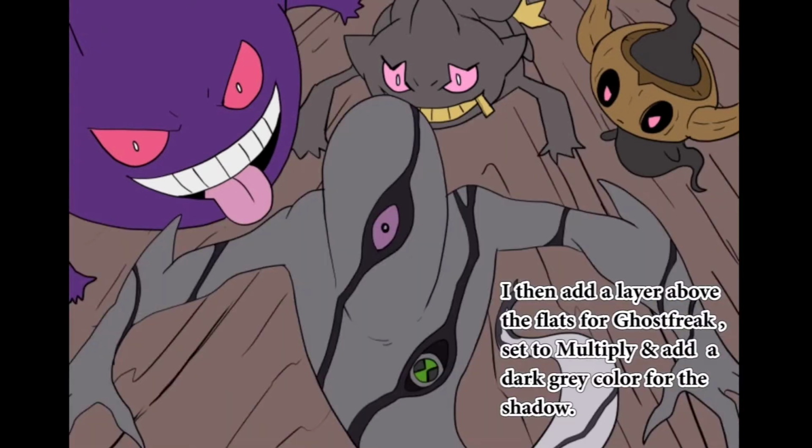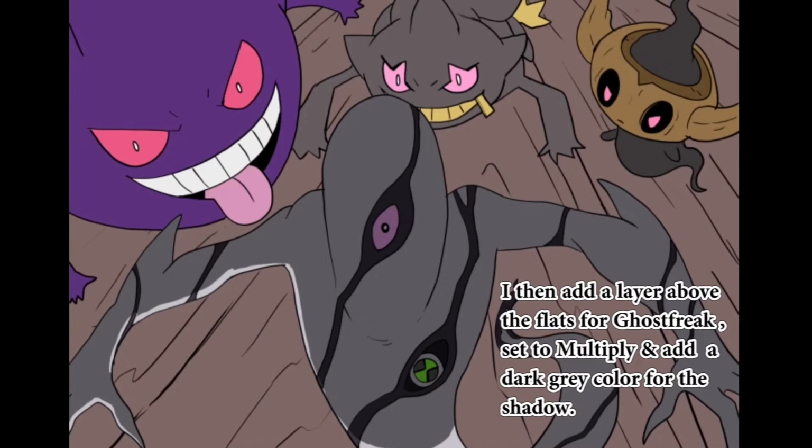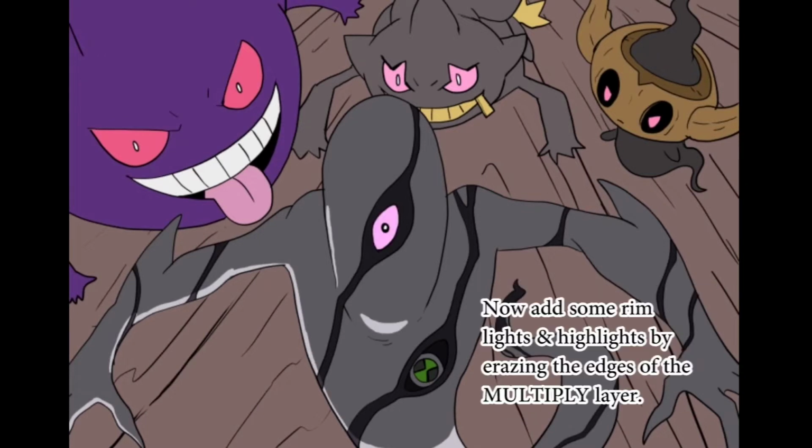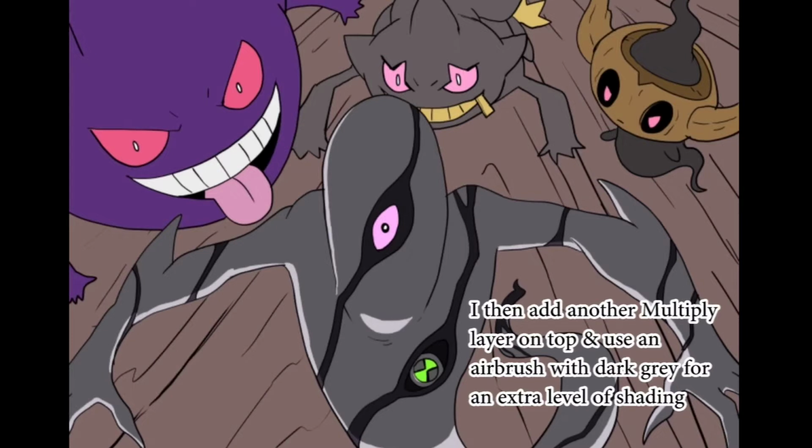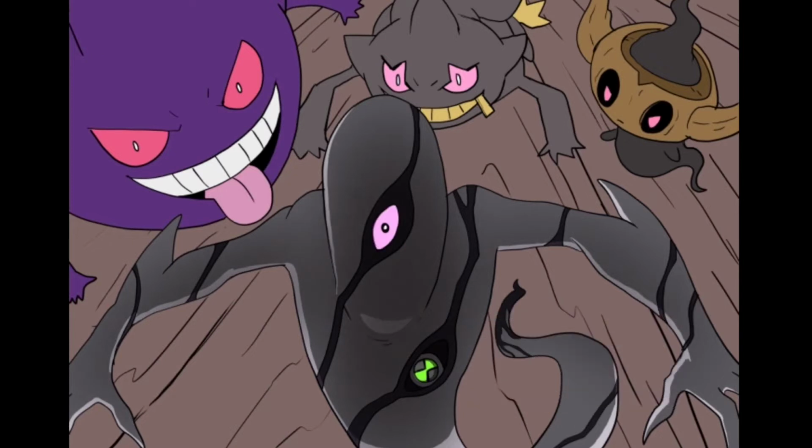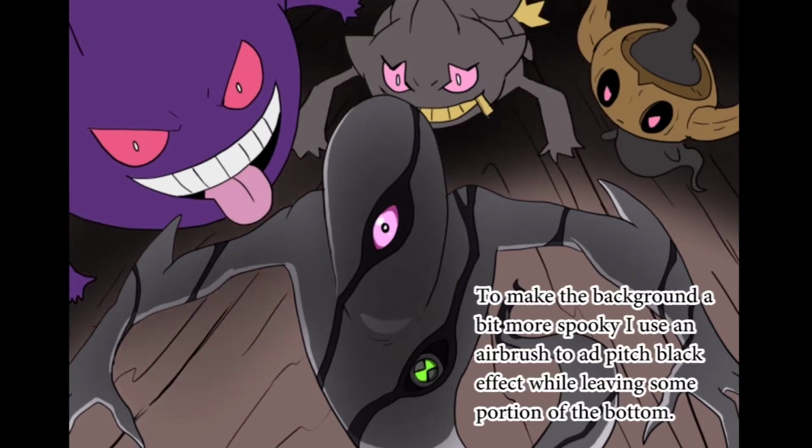Now we start with Ghostfreak shading. So I've added a multiply layer on top of Ghostfreak's flat color layer, and now I'm just adding the highlights because he's in a very dark environment. So basically the multiply layer will have the maximum area, and I've added highlights, and on top of those highlights I'm creating another multiply layer so that it appears a lot darker.